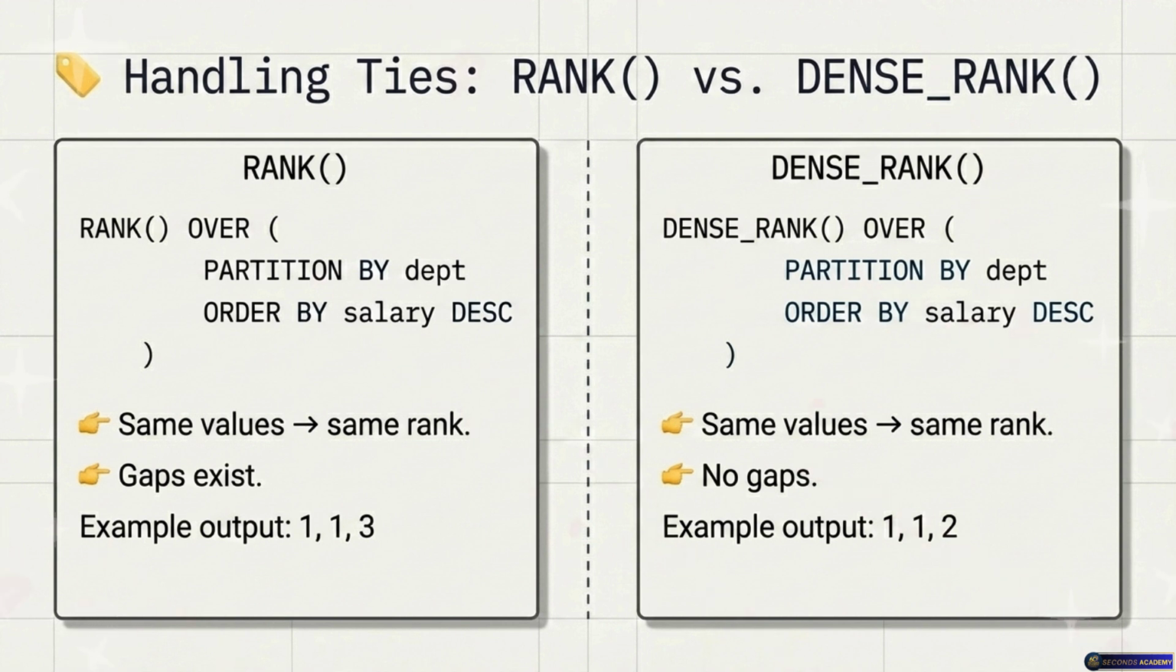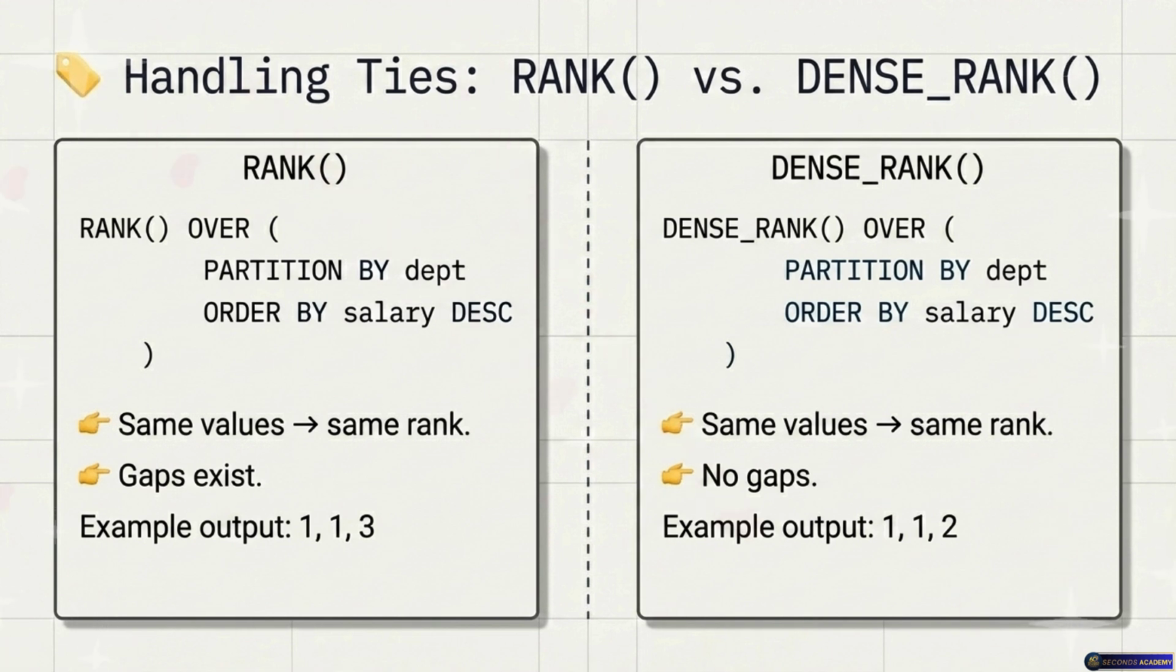Let's trace the math. Okay, let's do it. So if Neha and John both lock in at rank 1, a standard RANK function will recognize that 2 positions have been consumed. Oh, so it skips the number 2 entirely. Yes. When it evaluates the next record, which is Amit, it assigns him rank 3. The output sequence is 1, 1, 3. The gap is mathematically preserved.